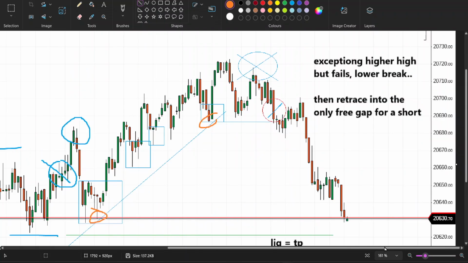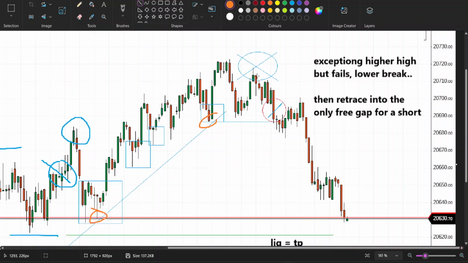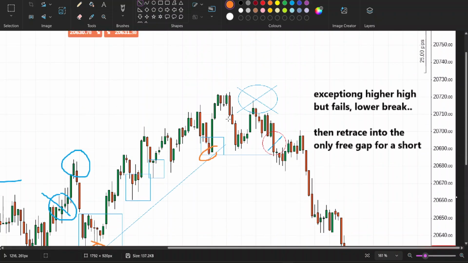And the idea is, with my text, expecting a higher high, but it fails with a lower break. Yes, the lower break was not this level, but I was expecting it for whatever reason. So in this case, the trend line was what made me expect the break, because I see power down with gaps, and we go up, and it's like, oh, but there's nothing here. And then we go lower, and at this point, that's why this is outlined, this is closed below, right? Or, well, just about, but it's closed below, then retraces into the only free gap for short.